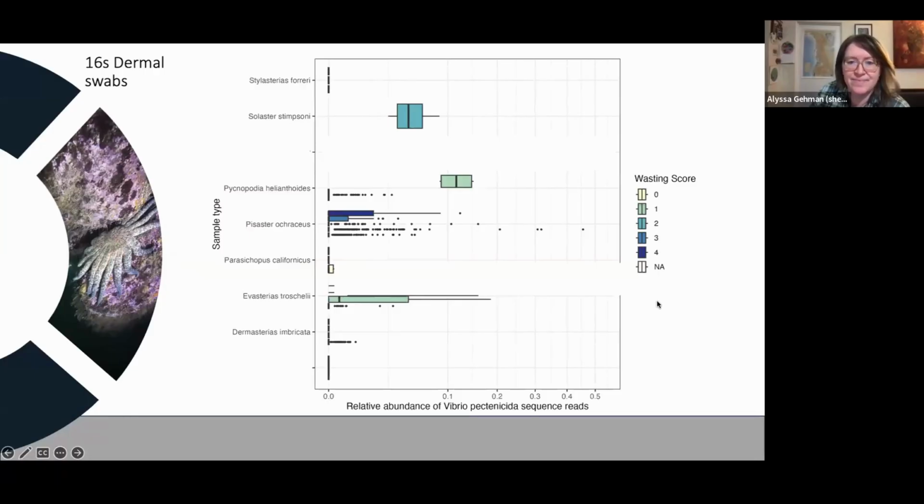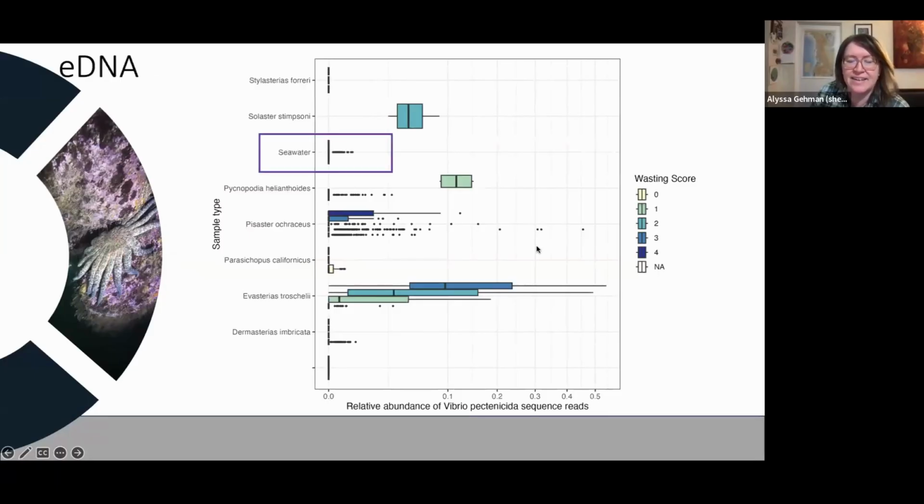And then just as a fun aside, if we look in the seawater, you can see there are detections of VPEC in seawater. This is basically a Nalgene of water that we collected while we were diving. That suggests that we could potentially use Nalgenes of water to get a sense for how much VPEC there is in an area, which might be really useful when you're trying to think about how to outplant animals, for example.